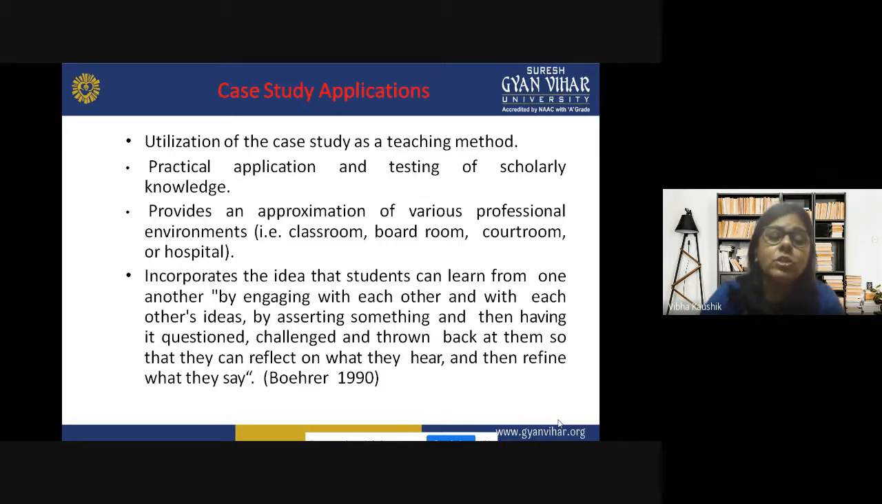When we engage two students with each other's ideas, one asserts something and then has it questioned and challenged and thrown back at them, so that they can reflect on what they hear and then refine what they say. Broader, 1990.